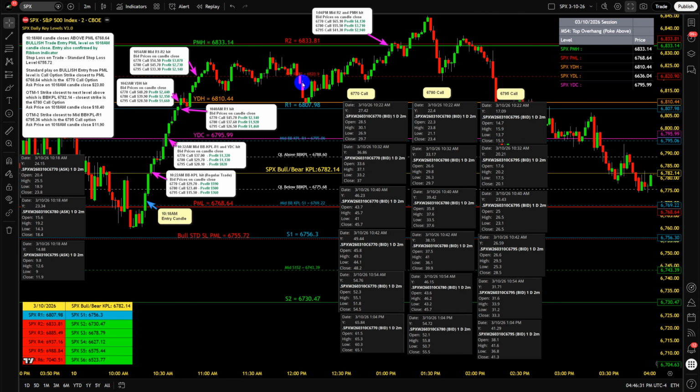Okay, so then we have the next midpoint level here. It's sort of covered up by these candles, but this is mid R1, R2, 68.20, 90. 10:54 a.m. it hits mid R1, R2. Bid prices on candle close: 67.70 is now 54.50, profit $3,070 per option. The 67.80 is 45.70, profit $2,730 per option. 67.95 is 33.30, profit $2,140.